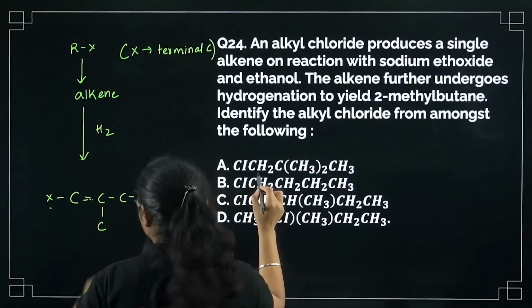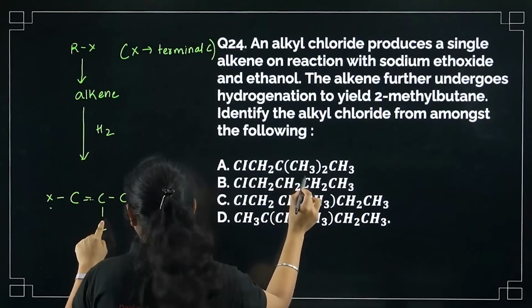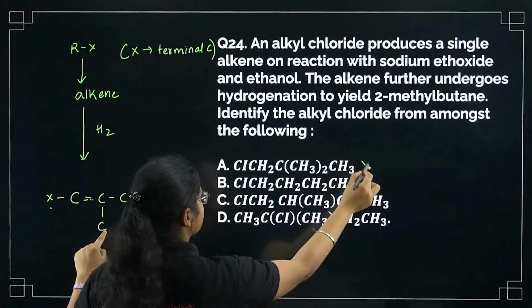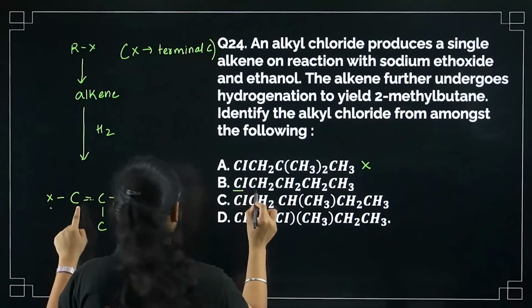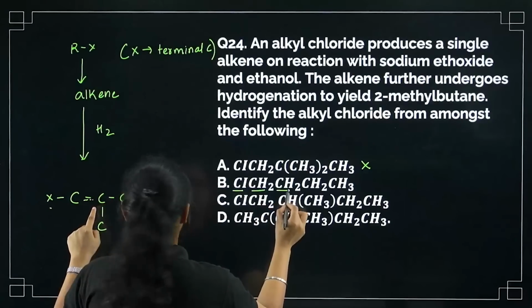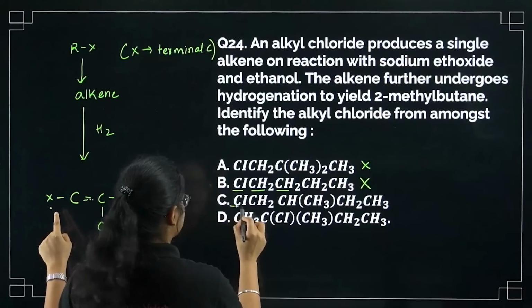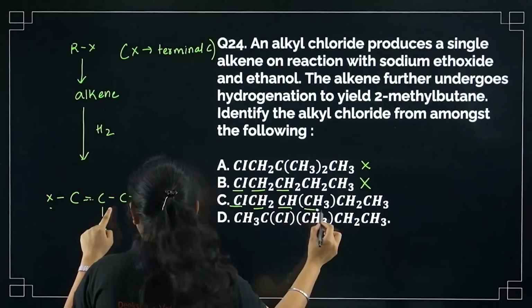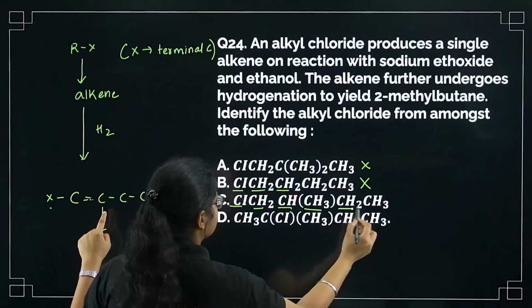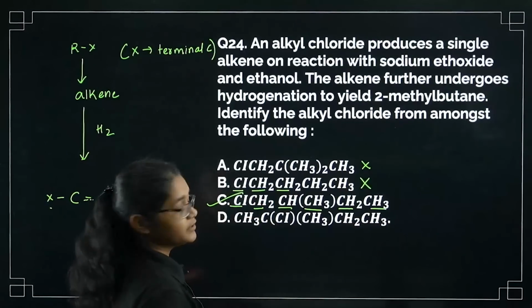The first one is saying Cl CH2, then I have C (CH3) whole twice, CH3. No, this is not the answer. Next one, let's see. I have Cl, then CH2, then CH, there is no branching here, so this also is not the answer. Next I have Cl, then CH2, then CH, yes, CH3, then CH2 and CH3. Yes, this has to be the answer, that is option number C.